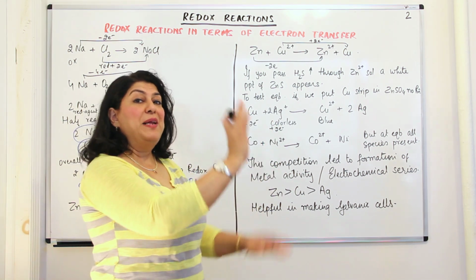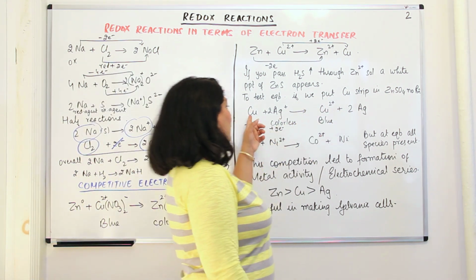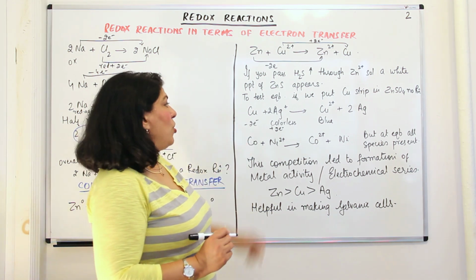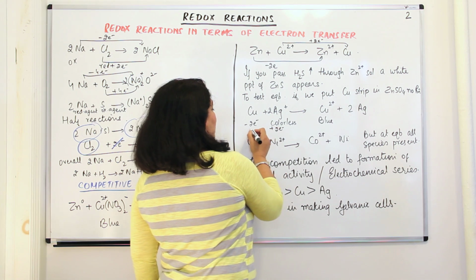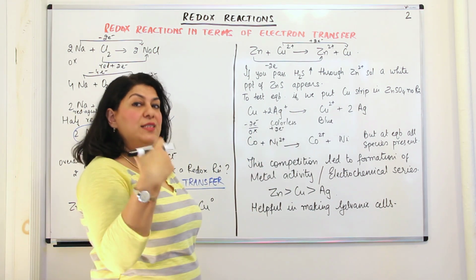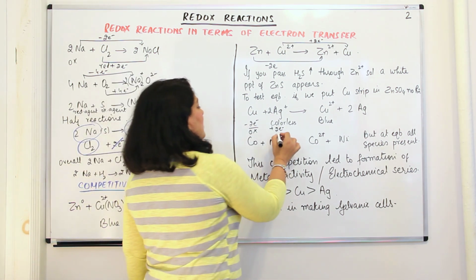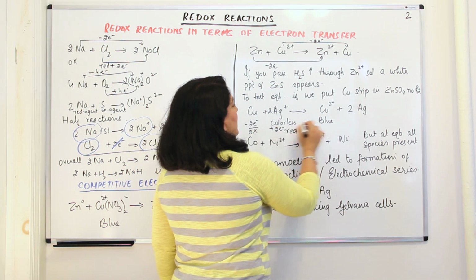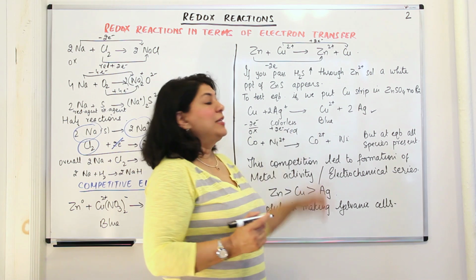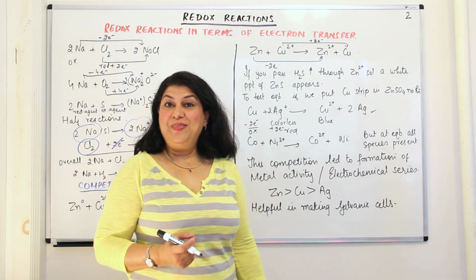now copper can displace silver. So when copper displaces silver, how would it displace silver? By losing 2 electrons. So copper gets oxidized, it becomes Cu2+. Ag+ gains 1 electron, so 2 silver ions gain the 2 electrons, get reduced, and you get metallic silver. But the copper salt that is formed, the solution which was colorless, now becomes blue.